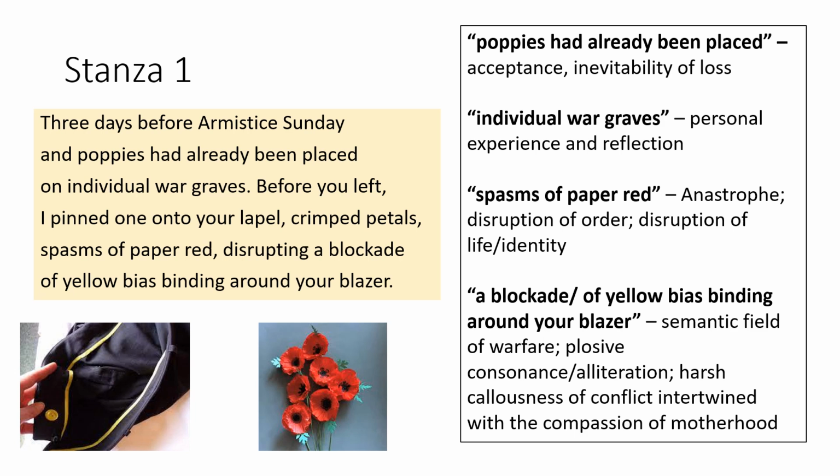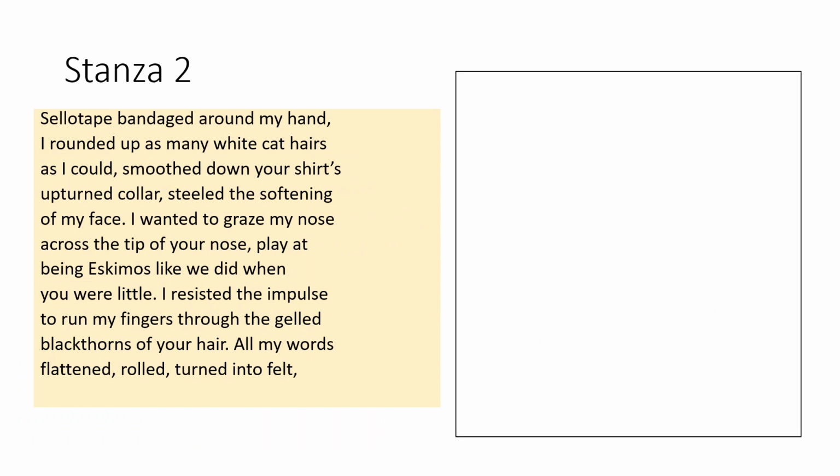Well, first of all, we've got the semantic field of warfare here with blockade, but also we've got the plosive consonants and alliteration, the B sound, perhaps reflecting the harsh callousness of conflict, which is intertwined with the compassion of motherhood. And throughout this poem, we see acts of love which are being infiltrated, if you like, by thoughts of violence and conflict. The effects of war are taking over her acts of tenderness as a mother and causing her pain.